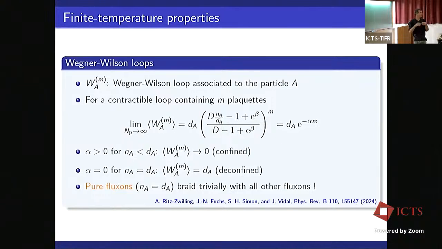And this is a very special subset of excitations in the Drinfeld center. So we have seen that we have all excitations Z, some of them were fluxons, and among those fluxons, some of them are called the pure fluxons, and these are the fluxons for which the internal multiplicity is exactly equal to their quantum dimensions. And these pure fluxons have this very special property that they always remain deconfined, even at finite temperature. So that's one of the important results that we obtained here.